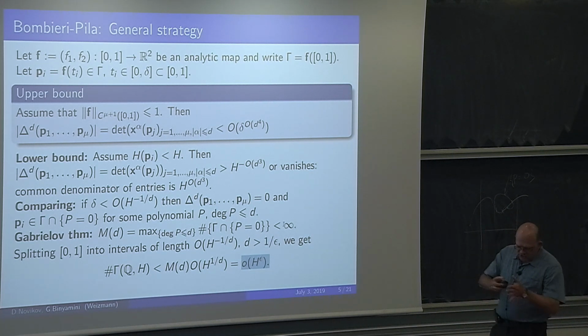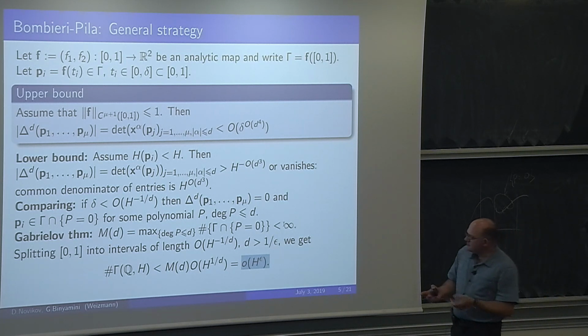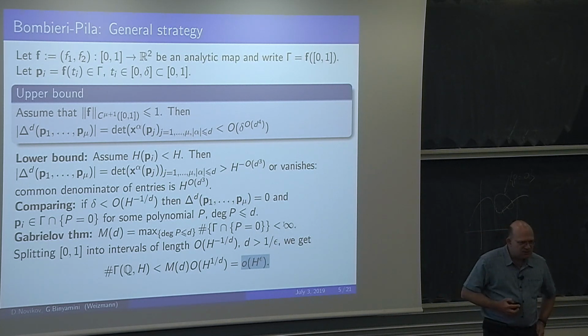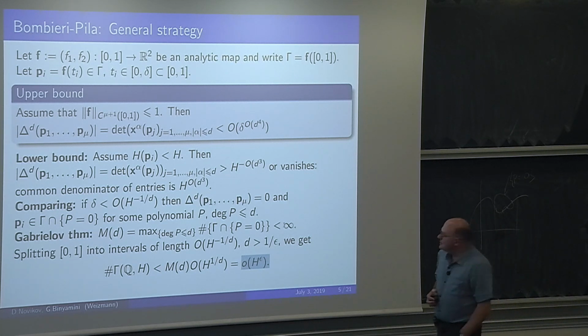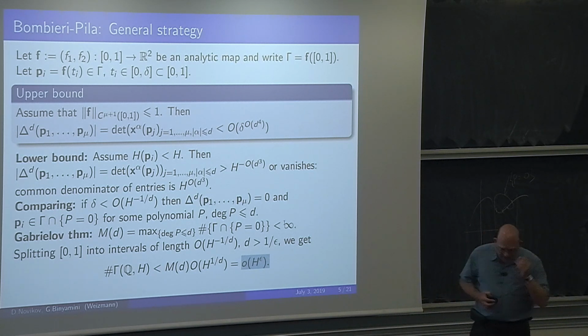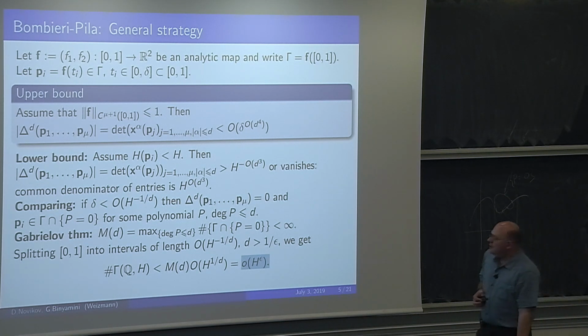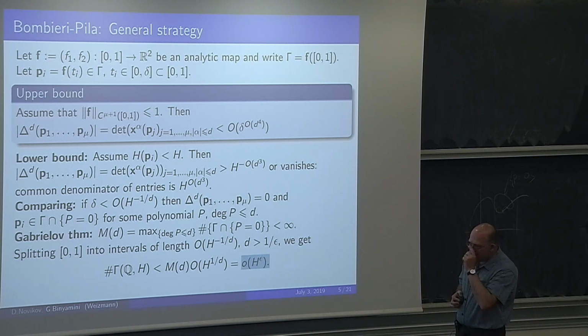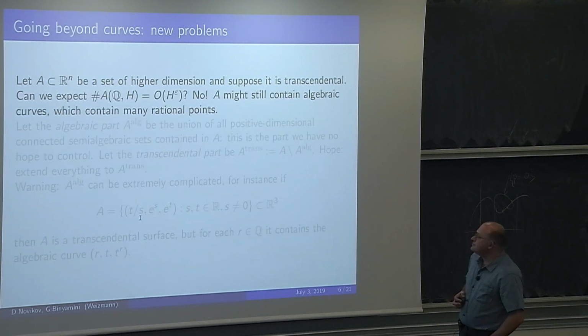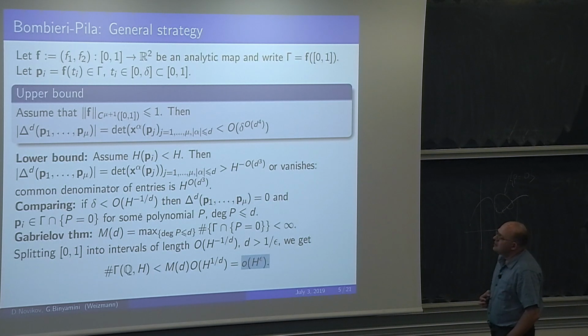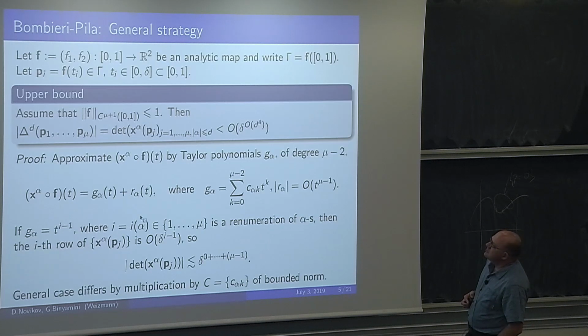So we just split into small intervals. On each interval we have at most a fixed number of points. And the number of intervals is exactly the asymptotics we need. So the arguments are very simple, but somehow they surprisingly work together. Okay, so this was the starting point.